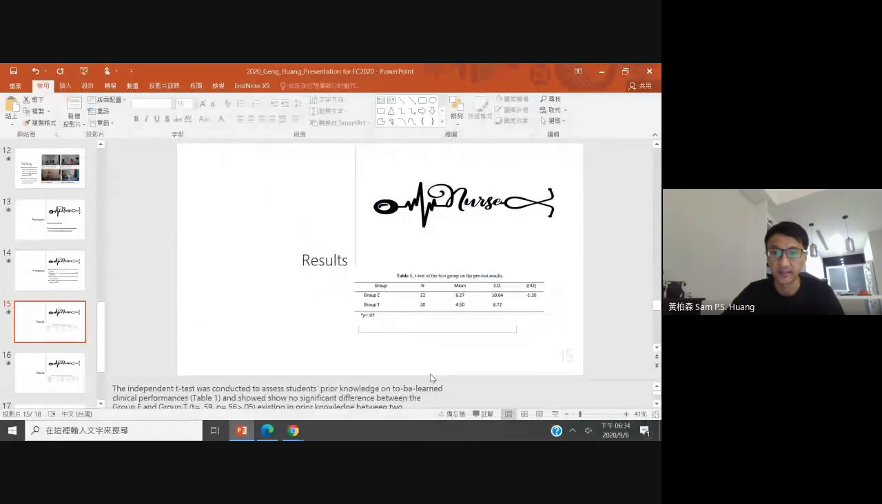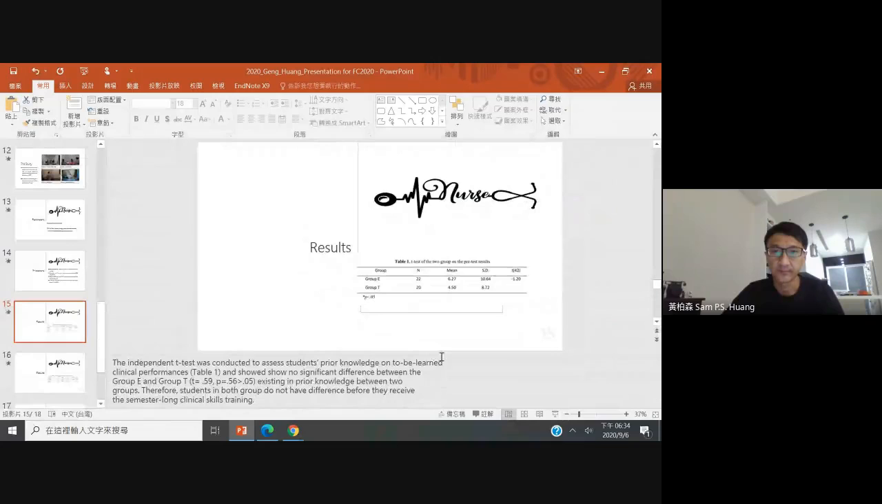You can see results in table 1. An independent t-test was conducted to assess students' previous knowledge of clinical performance in table 1. Table 1 shows no significant difference between group E and group T. T is 0.59 and P is 0.56, so there is existing empirical knowledge between the two groups. Therefore, students in both groups do not differ before they receive the semester-long skill training.